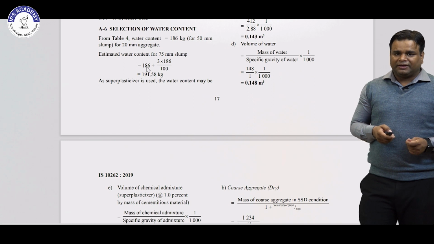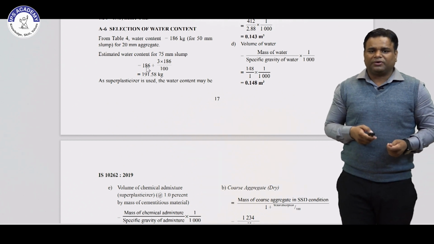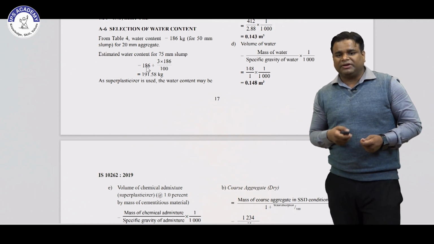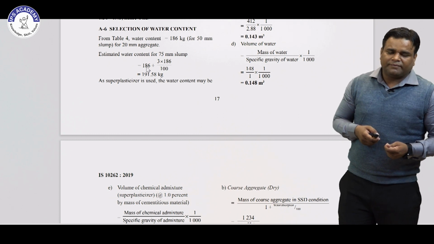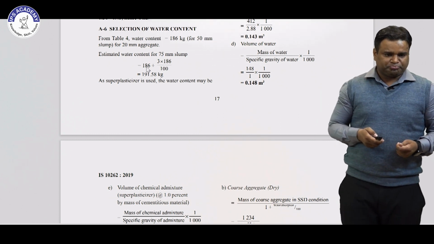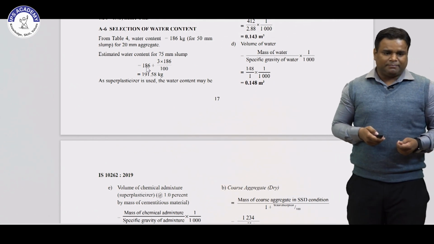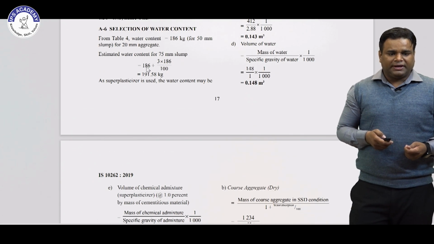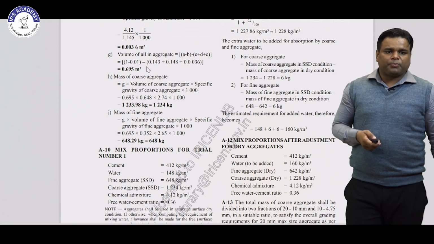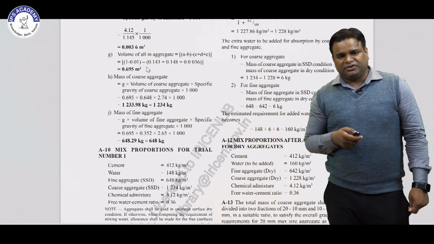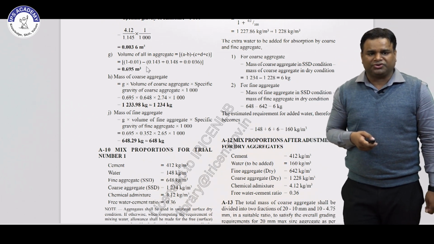Then the volume of cement is equal to mass of cement upon specific gravity of cement, and we get 0.13 meter cube of cement. Then the volume of water also: mass of water is 148, so from specific gravity we can calculate the volume of water as 0.148 meter cube. Then the volume of chemical admixture at 1% by mass of cementitious material. Here the mass of chemical admixture is 4.12 and the specific gravity of admixture is 1.145. After using this relation we get the volume of chemical admixture, which is 0.0036 meter cube.